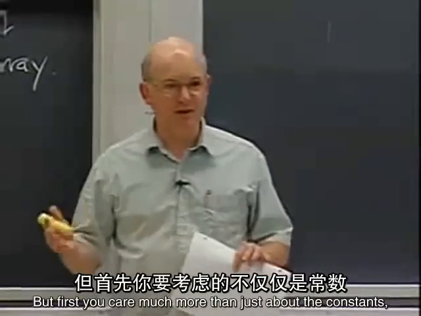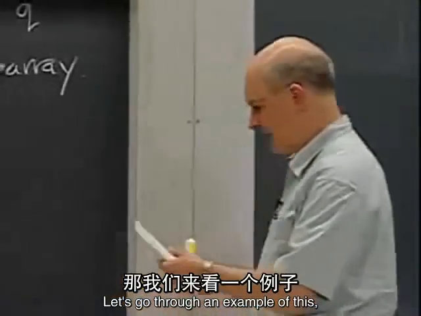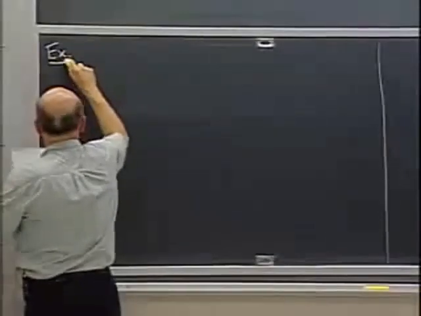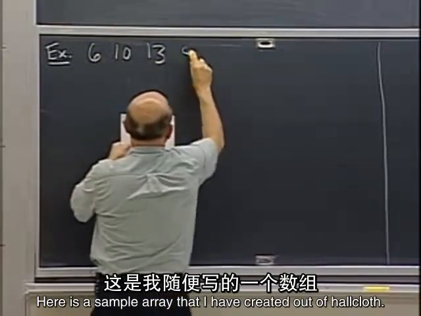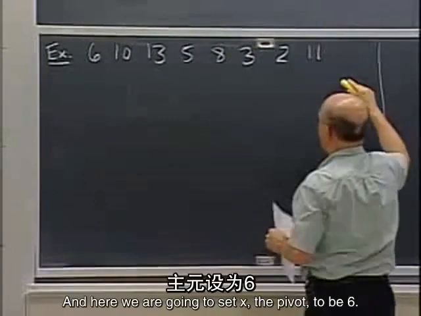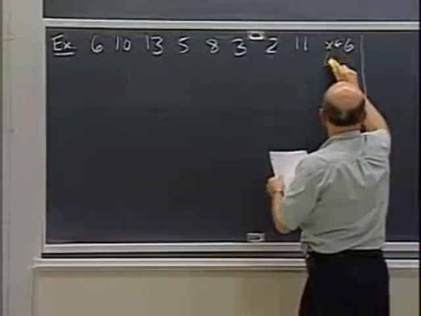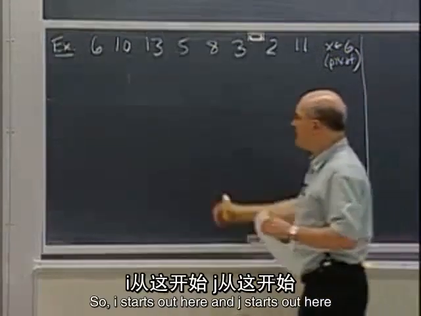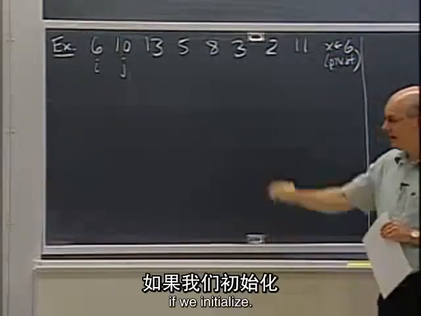But first, you care much more than just about the constants, is whether overall it's going to be a fast algorithm. Okay, let's go through an example of this. I guess I'll do it over here, just so we get the gist. So here's a sample array that I've created out of whole cloth. And here we're going to set x, the pivot, to be 6. Let's look to see how this algorithm works. So i starts out here, and j starts out here, if we initialize.